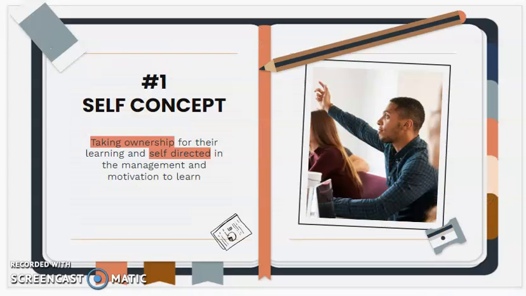Number 1, self-concept. Adult learners feel responsible for their learning and naturally take on this responsibility for how their learning progresses. They are self-directed and can oftentimes manage themselves while learning. This is twofold: taking ownership of what and how they learn, and self-direction in the management and motivation to learn. Adult learners want to be involved in the creation, goal setting, and evaluation of their learning.